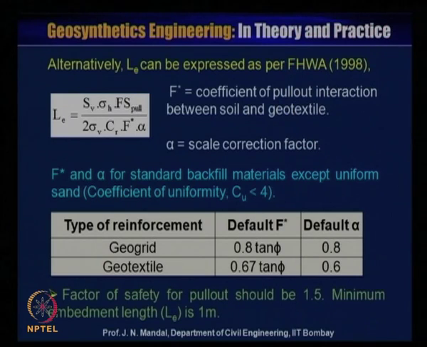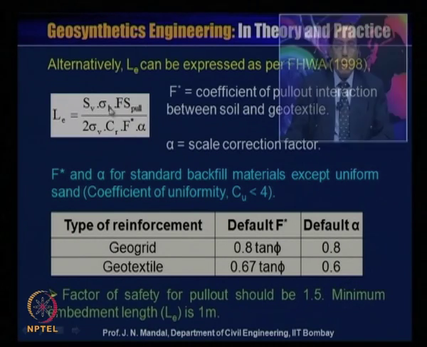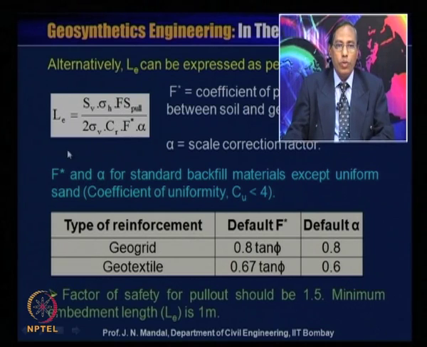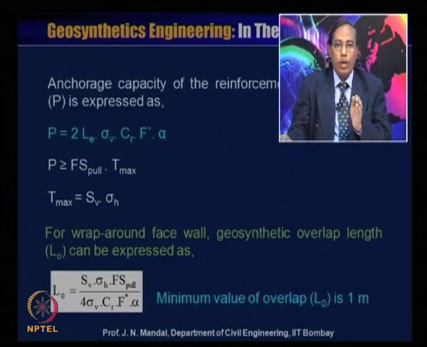So here, if you know the default F star and alpha values, the coverage ratio, and then sigma H, SB and sigma V are known, and the factor of safety against pull-out is known, you can calculate alternatively what the anchor length should be from this equation. But remember that the minimum embedment length should be 1 meter, and the factor of safety against pull-out you can consider as 1.5.